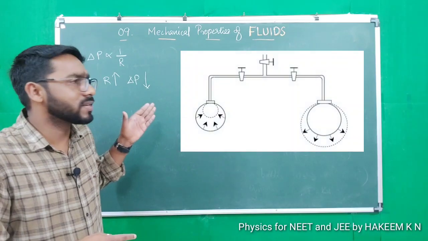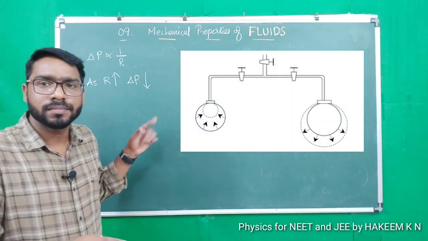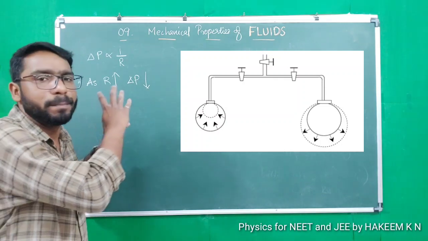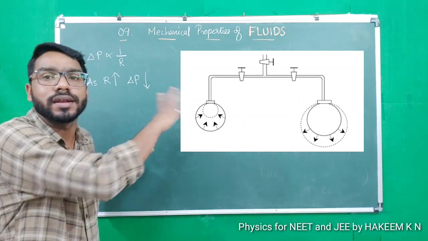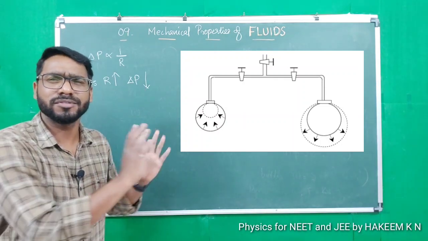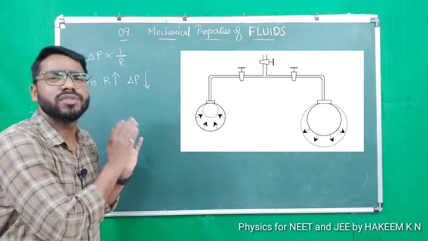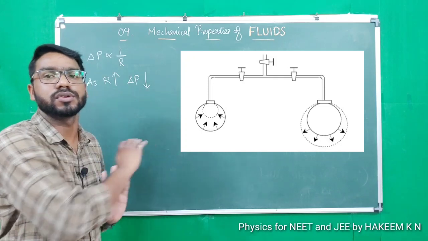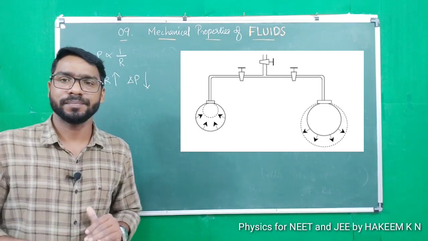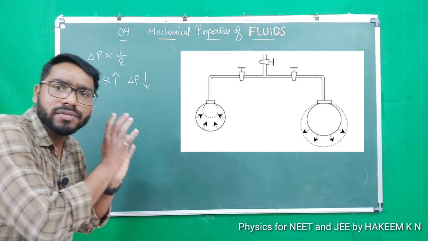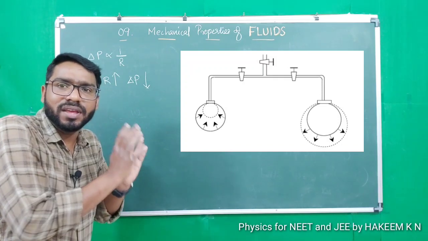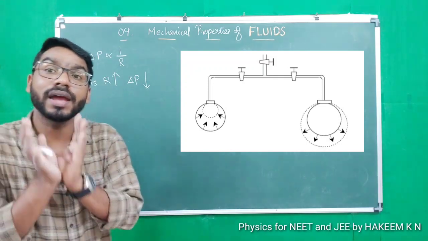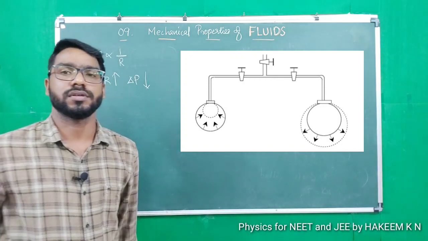Okay, so here you can see a diagram. Two balloons or two balls are connected. Simply, if two balloons are connected, from where to where will air flow? From smaller to bigger or bigger to smaller? Can you say? Free flow is always from higher pressure to lower pressure.